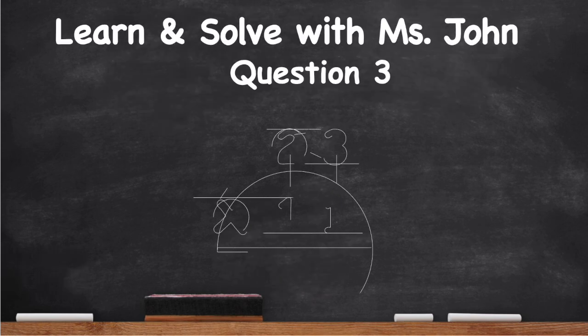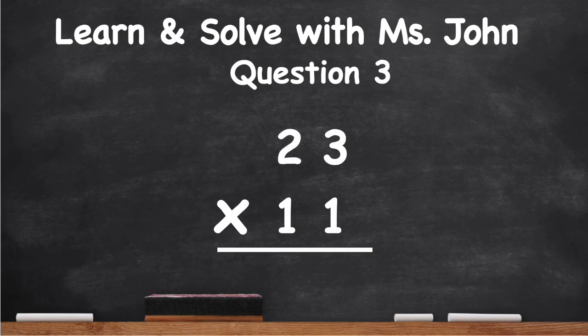Question number 3, 23 times 11. So we're first going to begin with the ones column. So the number on the bottom of the ones column, which is the 1, we're going to multiply that 1 by 3. Then we're going to multiply it by 2. Now we're going to then focus on the bottom number in the tens column, which is also the 1. So we're going to do 1 times the 3 and then the 1 times the 2.